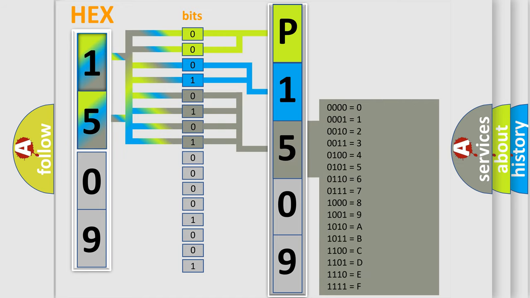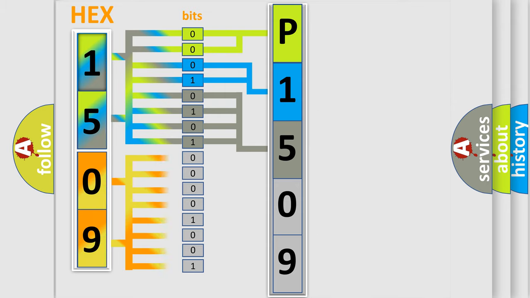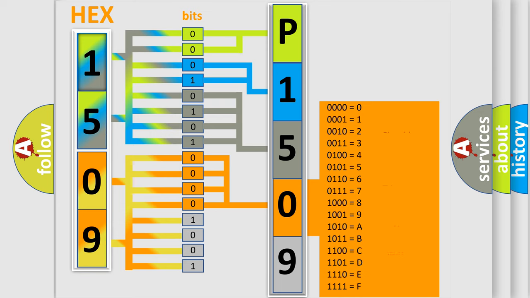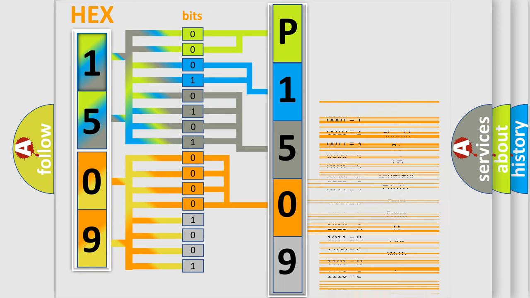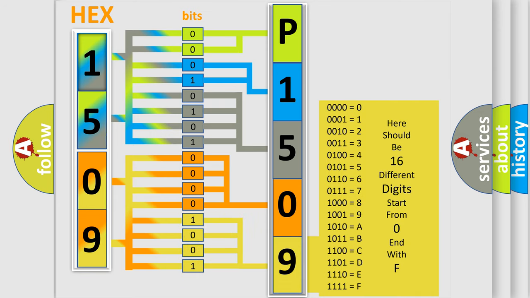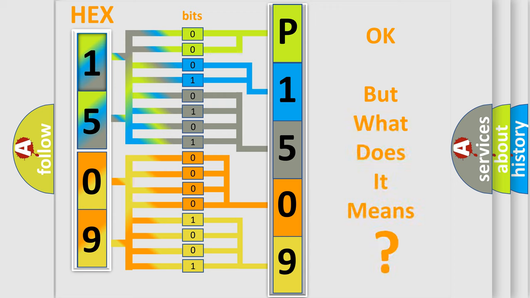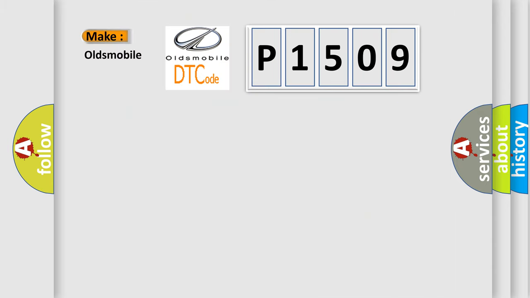The second byte is composed of a combination of 8 bits. The first 4 bits determine the fourth character of the code, and the combination of the last 4 bits defines the fifth character. A single byte conceals 256 possible combinations. We now know in what way the diagnostic tool translates the received information into a more comprehensible format. The number itself does not make sense to us if we cannot assign information to what it actually expresses. So, what does the Diagnostic Trouble Code P1509 specifically mean for Oldsmobile car manufacturers?